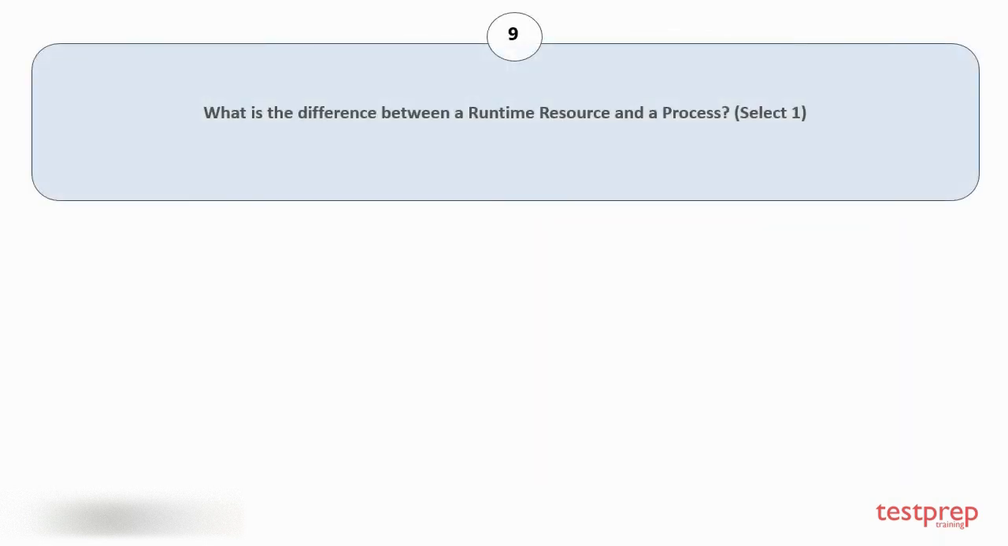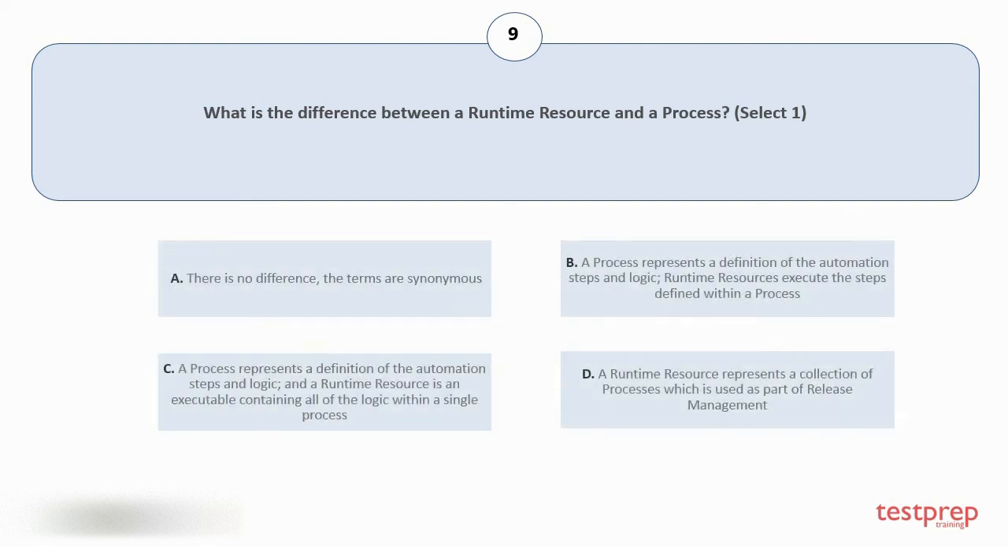Question number 9. What is the difference between a runtime resource and a process? Select 1. Your options are A. There is no difference, the terms are synonymous. B. A process represents a definition of the automation steps and logic. Runtime resources execute the steps defined within a process.